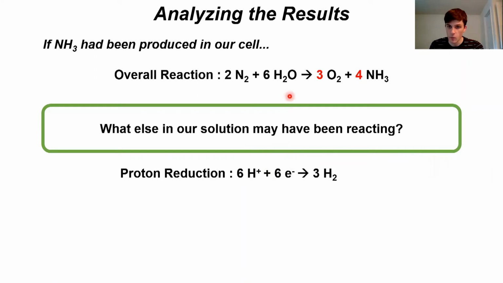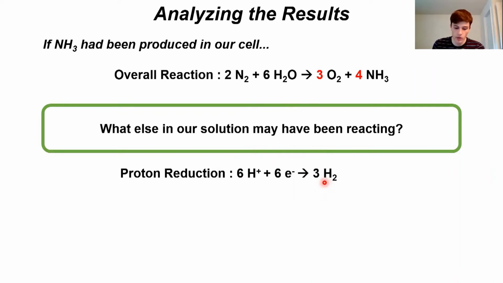So it turns out that protons, which are present from water oxidation, can be reduced. That reaction is called proton reduction and occurs by taking 6 protons and 6 electrons and making 3 equivalents of H2, which is a gas. So hydrogen would have been formed.